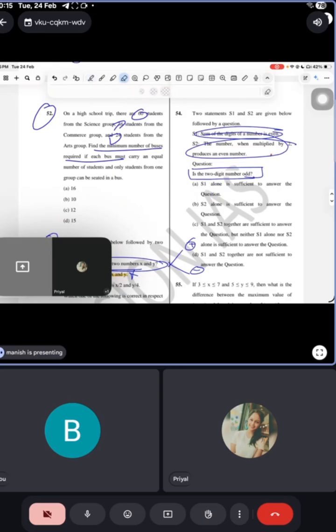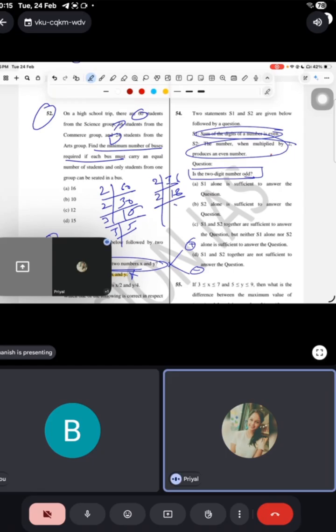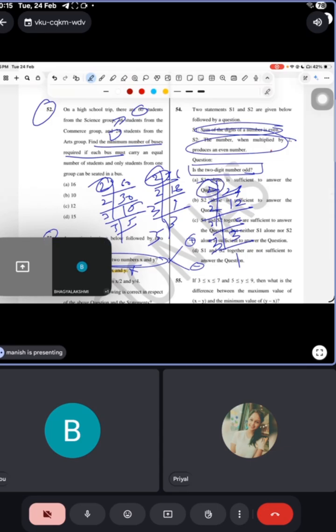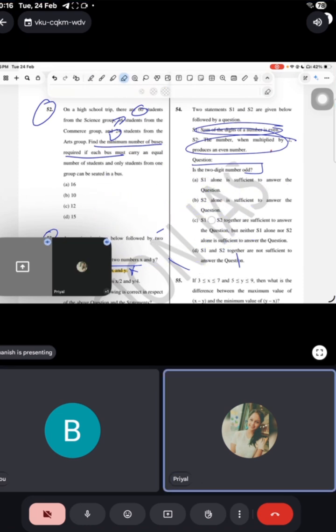HCF. 3, 2... So 2, 2, 2, and 2, 2, 2, then 3, 3, 3. 12 is the HCF, right? 12. 12 is the HCF.